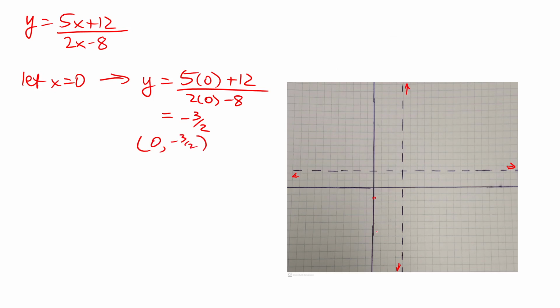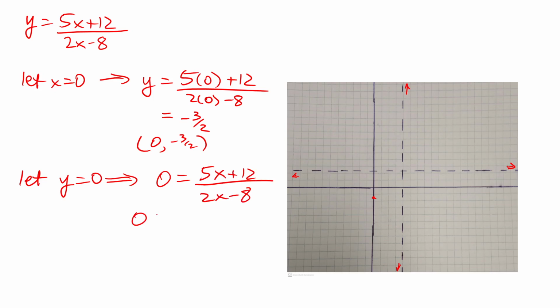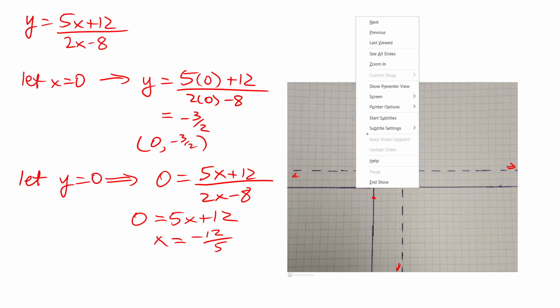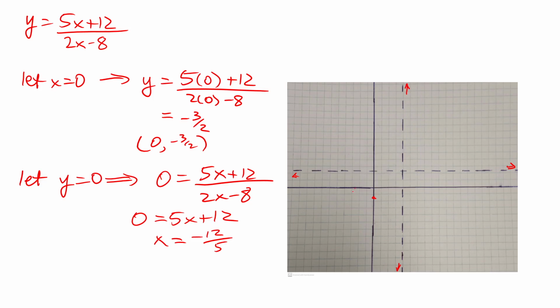And then also we want to let y equal to 0. Well, this would imply that 0 is equal to 5x plus 12 over 2x minus 8. Multiplying both sides by 2x minus 8, we would get 0 equals 5x plus 12, ultimately getting x is equal to negative 12 over 5. And that's equal to negative 2.4. That's right here.